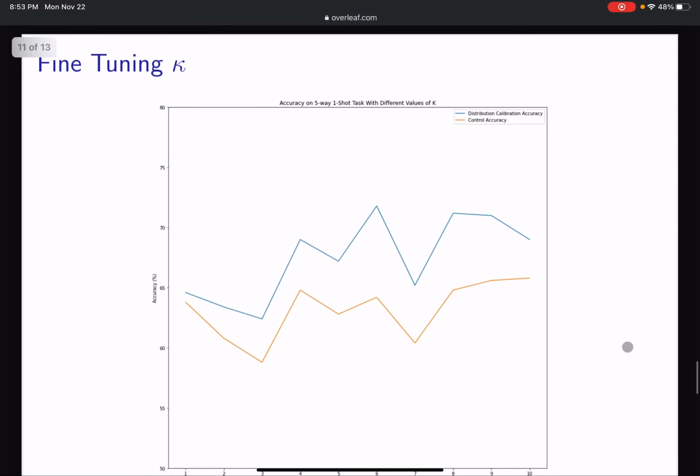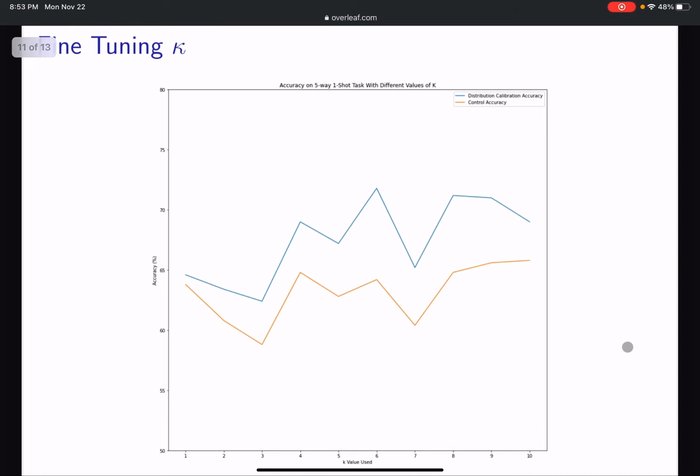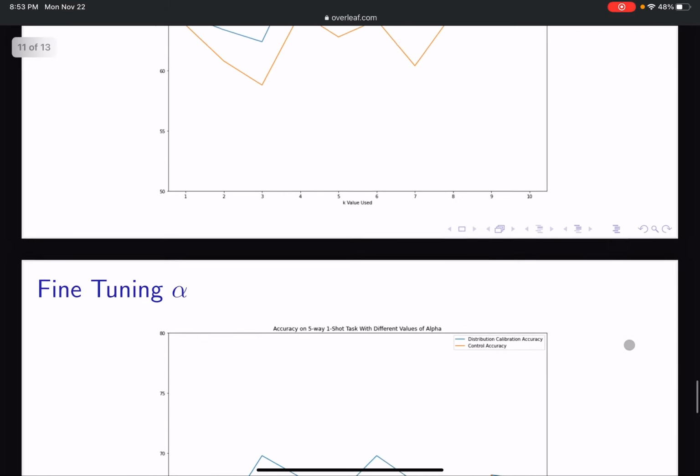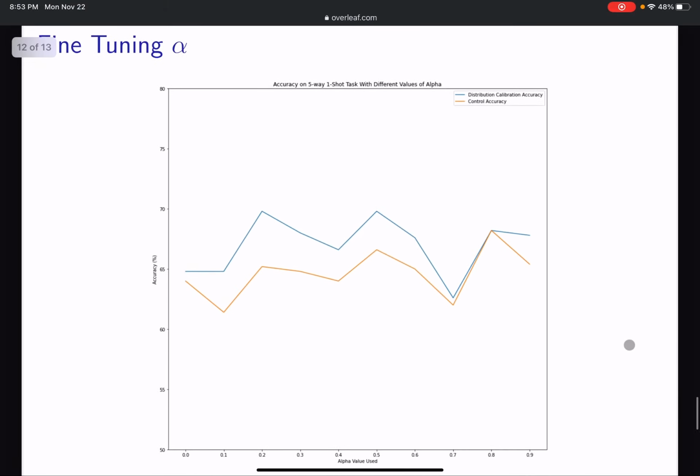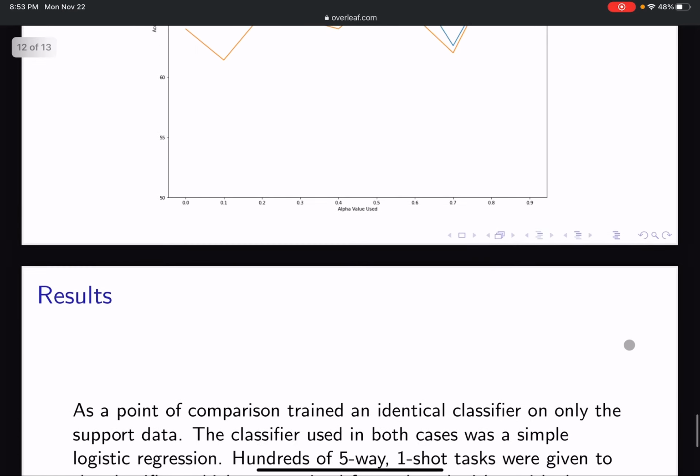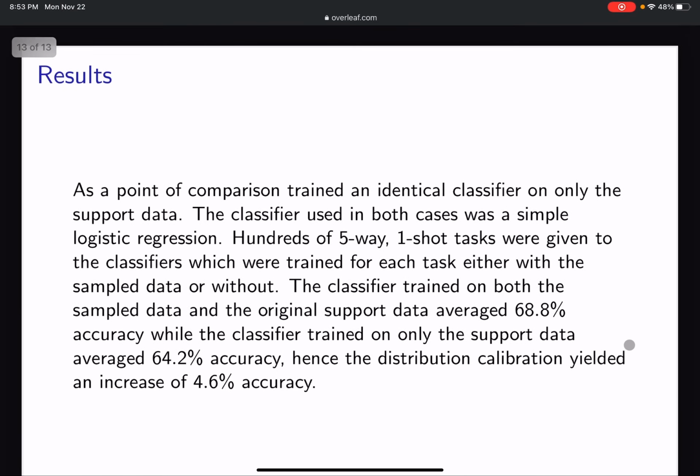First, I fine-tuned kappa. Note that the lower line is created from the classifier using only the support data. The upper line is the classifier when trained on the support data and the sampled data. Kappa equals 6 achieved the greatest accuracy. Next, I fine-tuned alpha. In this case, alpha equal to 0.21, the same as in the paper, achieved the best accuracy. With these parameters, I ran lots and lots of trials.